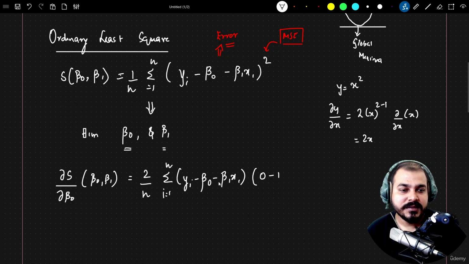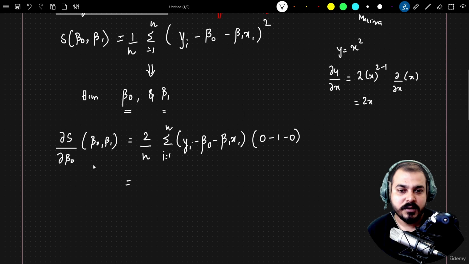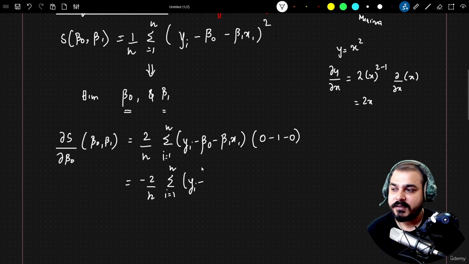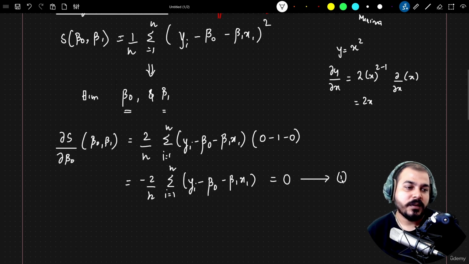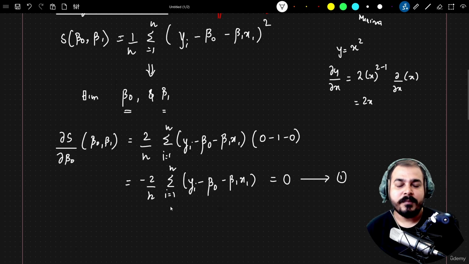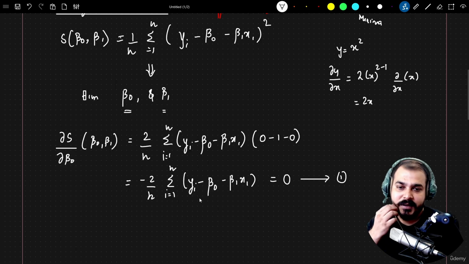And then here you can see this will again be a constant, so I'm going to write minus 0. So overall, the derivative of S with respect to beta 0 at beta 0 comma beta 1, I'm going to get minus 2 by n, summation of i equal to 1 to n, y of i minus beta 0 minus beta 1 x1. This is what I'm actually going to get. So I'll assign this to 0, and this will become my first equation, because I need to derive beta 0 and beta 1.